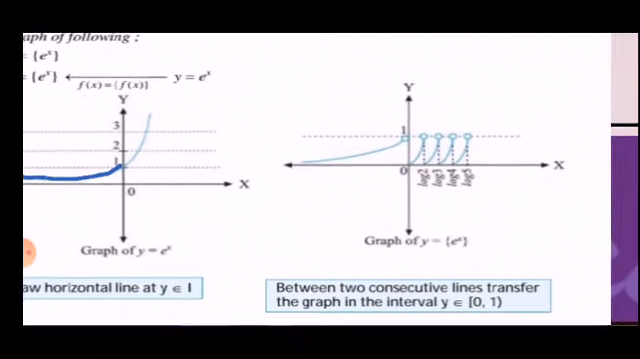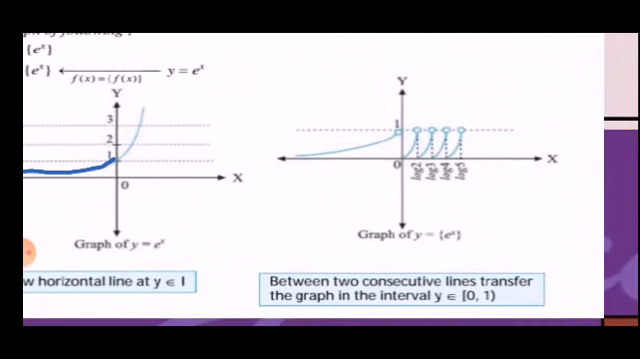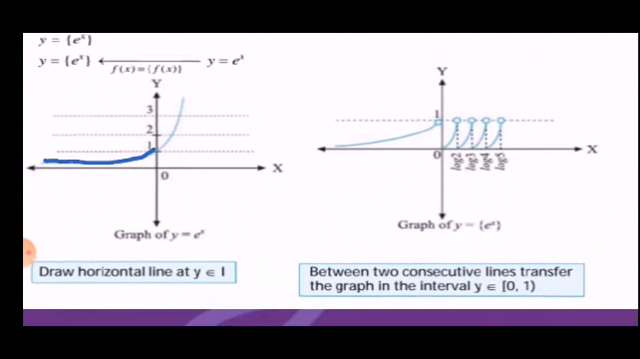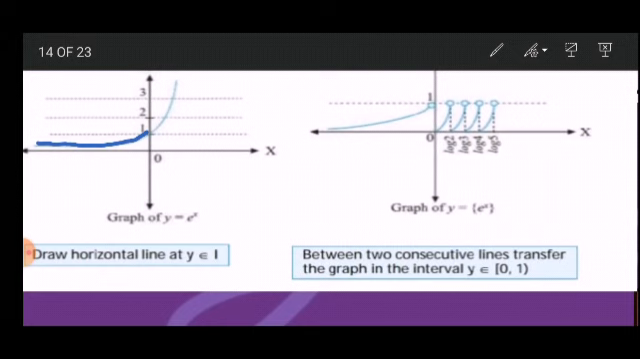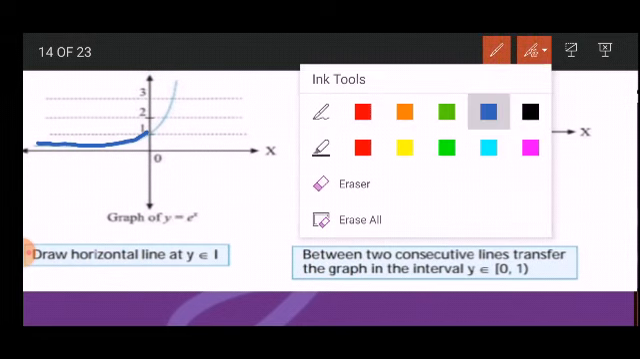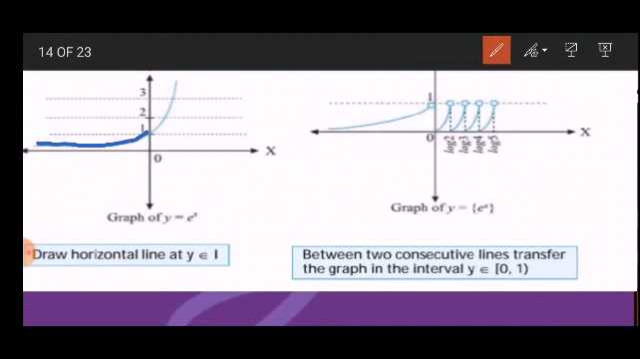You have to transfer this graph between 0 to 1. So between 0 to 1, you have to transfer. What it means is that between 0 to 1, the graph stays as it is, and here we will impose the graph from the right side. If you can see over here, this is the same graph. So we'll use another color between 0 to 1.